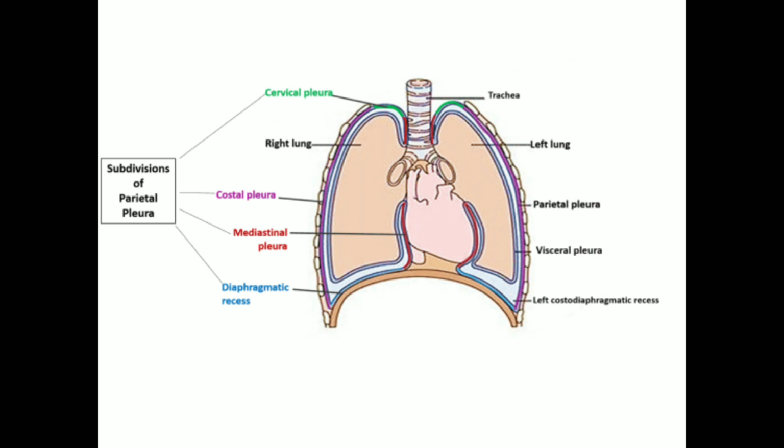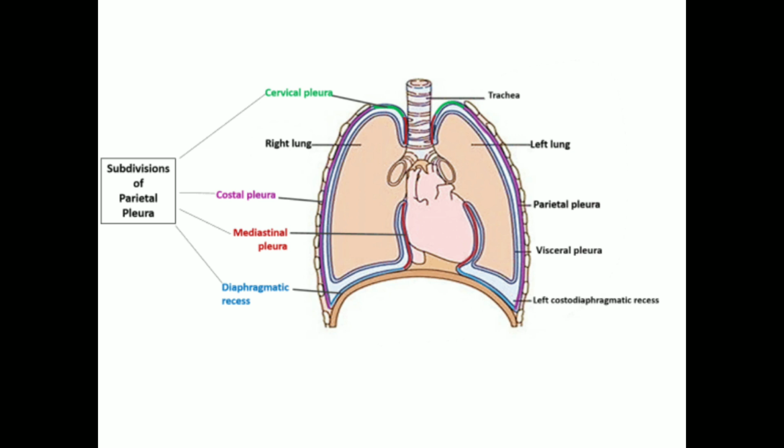Next, we have seen the parietal pleura is subdivided into the following four parts. The one close to the apex of the lung is called the cervical pleura. The one close to the sternum and ribs is called the costal pleura. The one close to the mediastinum is called the mediastinal pleura. The one close to the diaphragm is called the diaphragmatic pleura. These are the different subdivisions of the parietal pleura: cervical, costal, mediastinal, and diaphragmatic pleura.